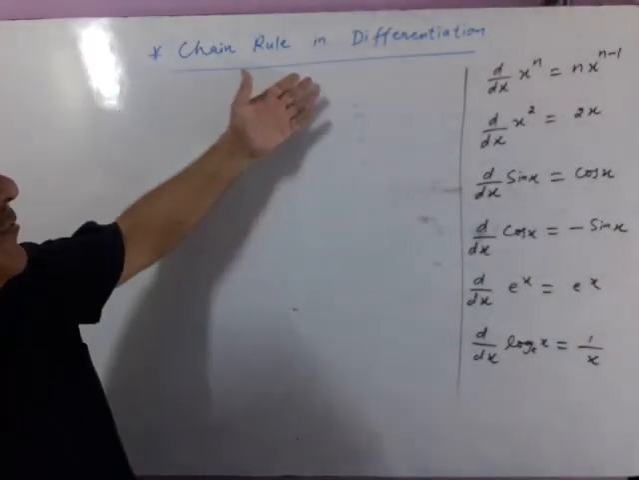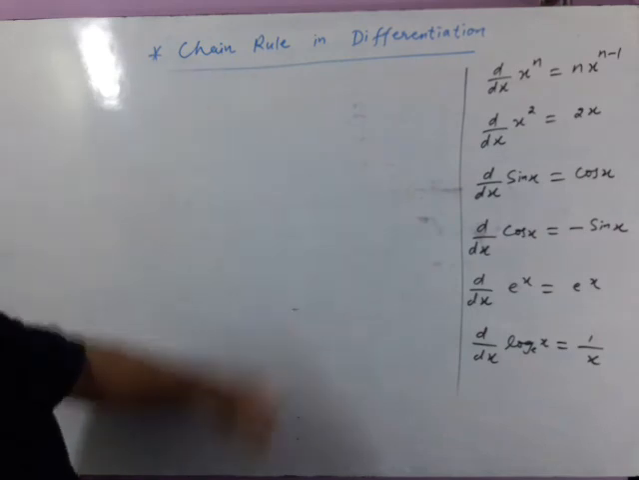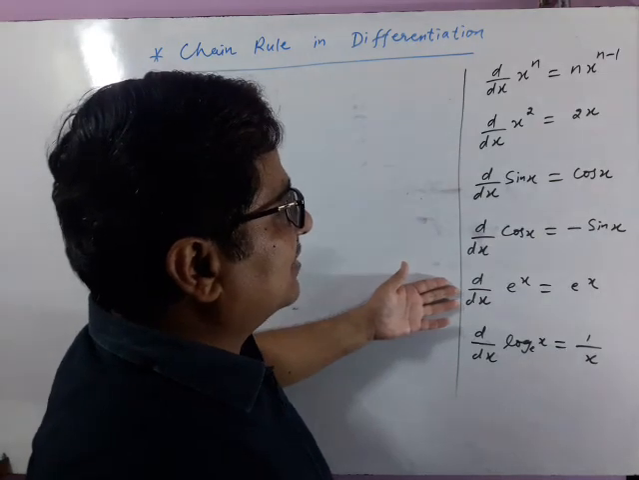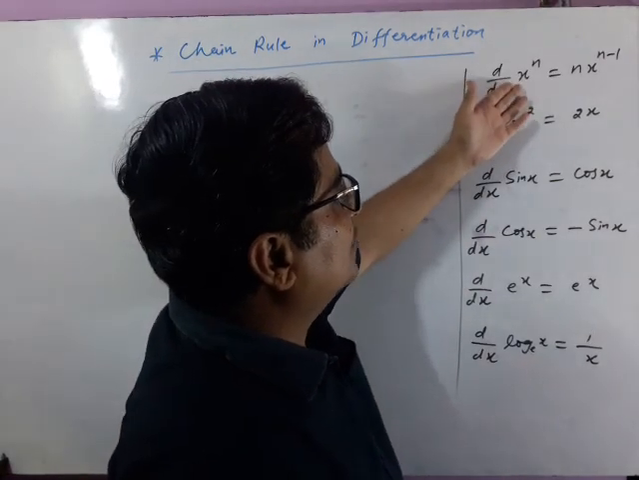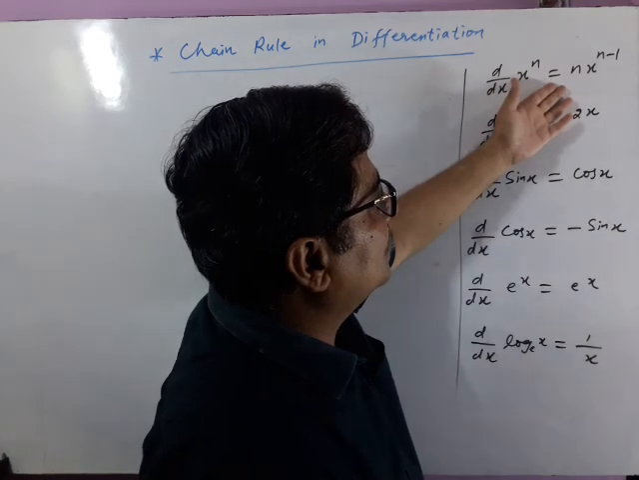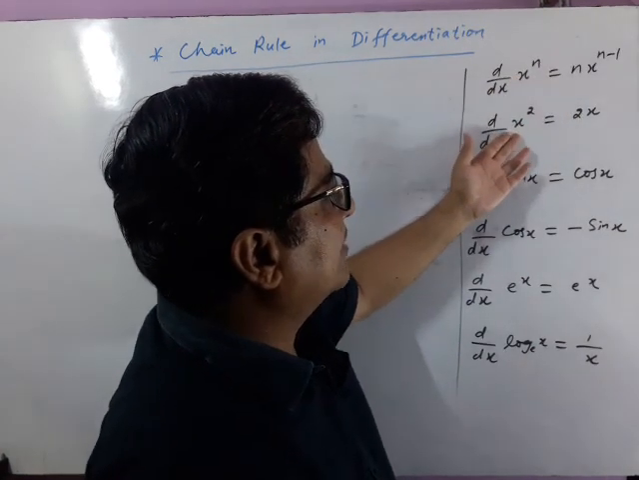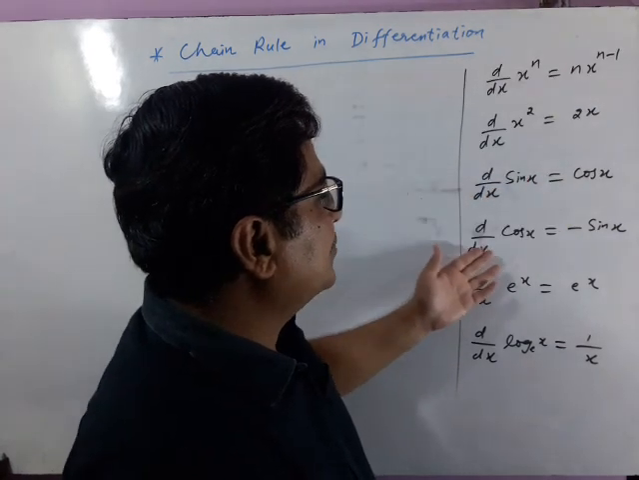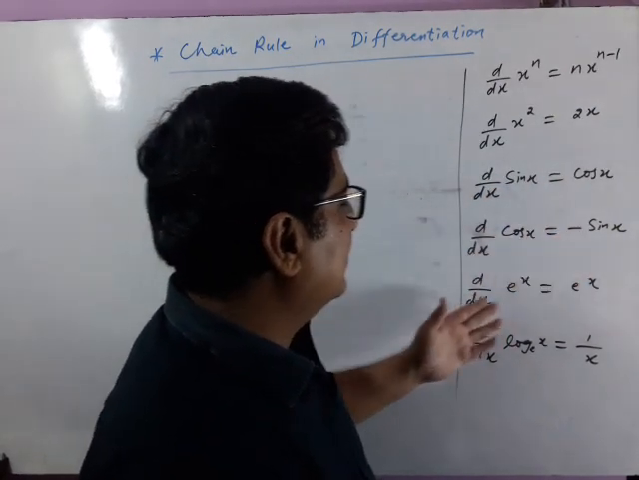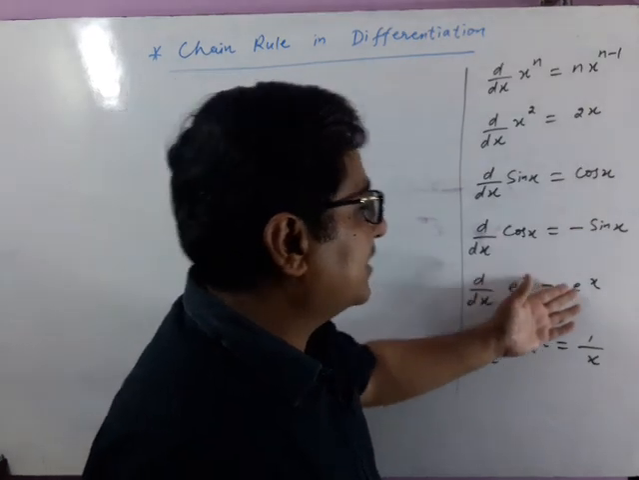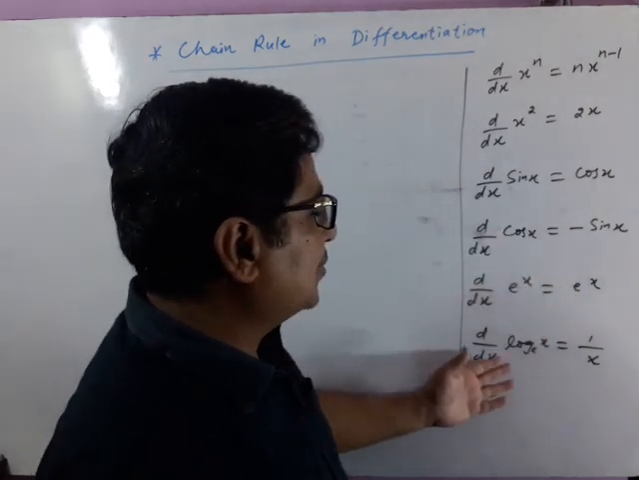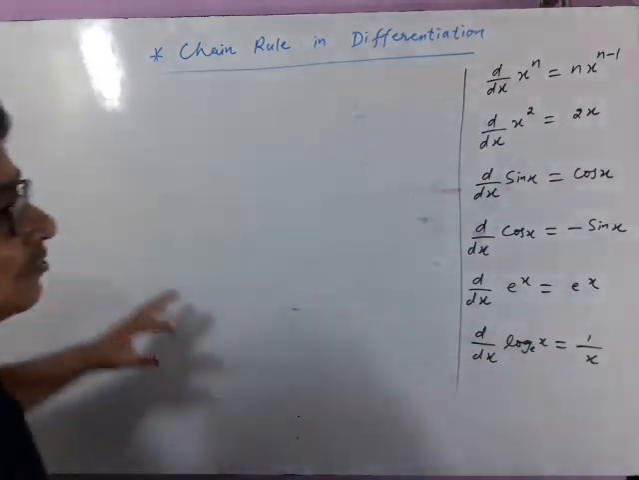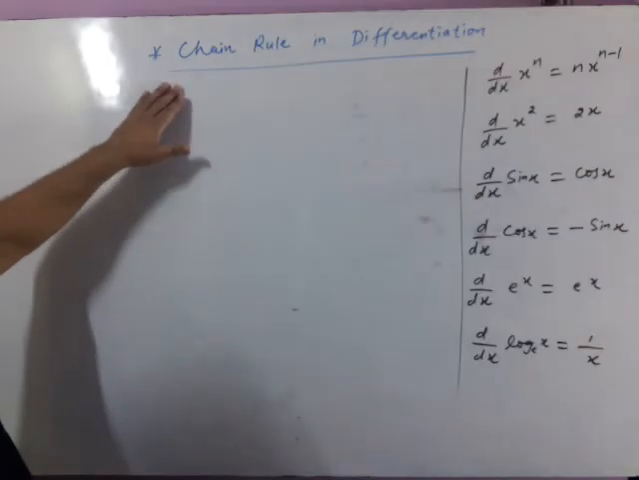Chain rule in differentiation. Step number 1, you must remember all the basic formulae as per the previous lecture. Differentiation of x raised to the power n is n x raised to the power n minus 1, differentiation of x square is 2x, differentiation of sin x is cos x, differentiation of cos x is minus sin x, differentiation of e raised to the power x remains the same, e raised to the power x, differentiation of log x is 1 by x. You must remember these formulae. Now we can begin with chain rule in differentiation.